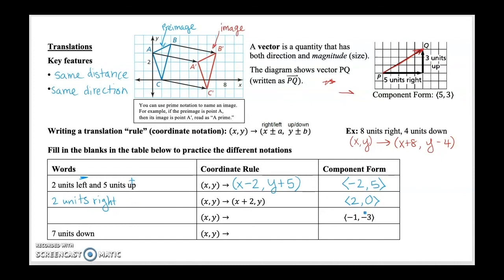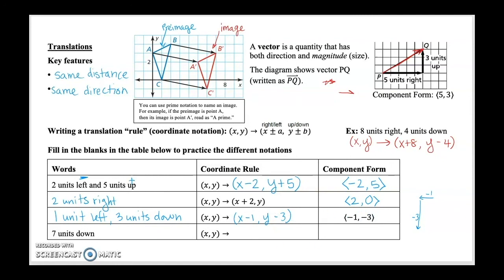Right, third one down. So now we're given the component form, -1, -3. So this would be going -1 that way, and would have a vertical of -3. So this would be a translation of 1 unit left, because we're going in the negative x direction, and 3 units down, because we're going negative in the y direction. And then x, y would go to x minus 1, y minus 3. So again, you're just doing the x and y in front of whatever the component form is.